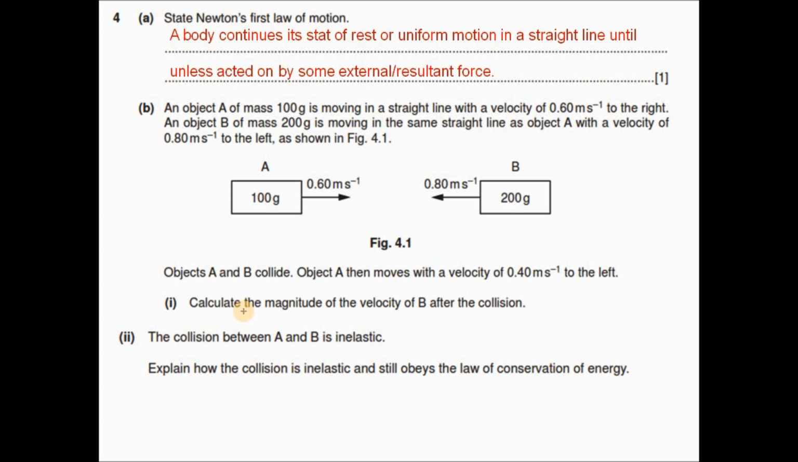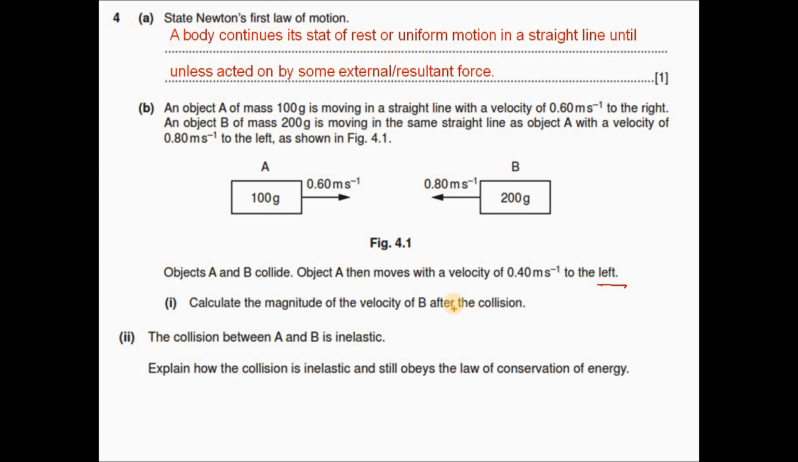Part B. An object A of mass 100 gram is moving in a straight line with a velocity of 0.6 meters per second. This is our first object. To the right, object B of mass 200 gram is moving left in the same straight line as object A with a velocity of 0.8 meters per second to the left, as shown in the figure. Objects A and B collide and object A then moves with a velocity of 0.4 meters per second to the left. Calculate the magnitude of the velocity of B after the collision.